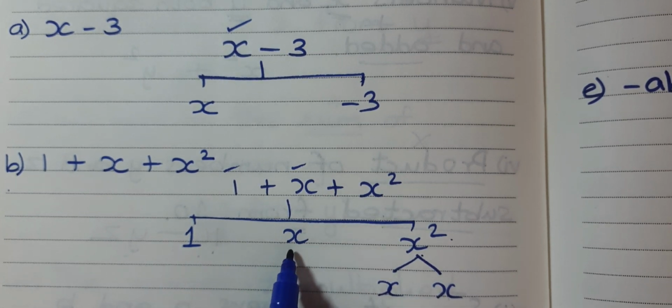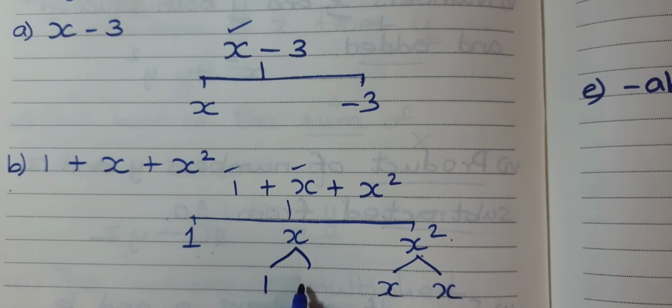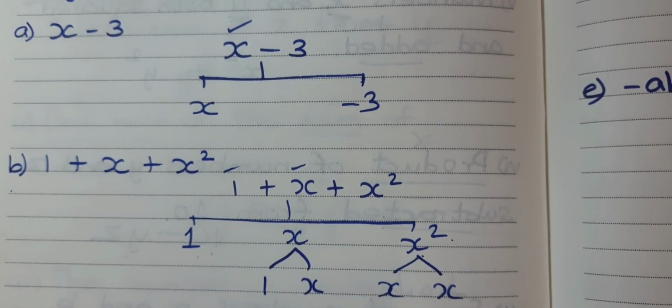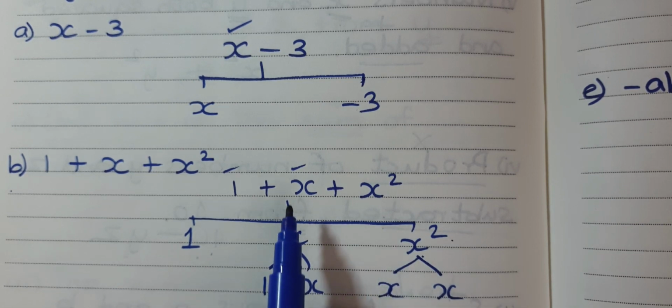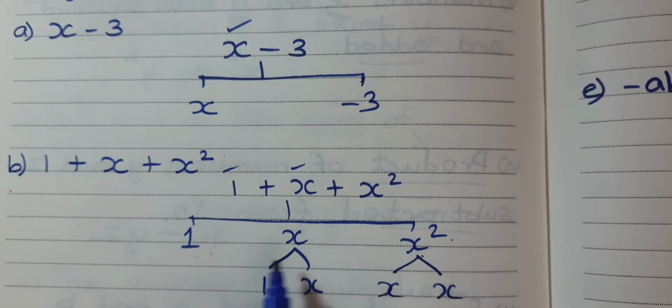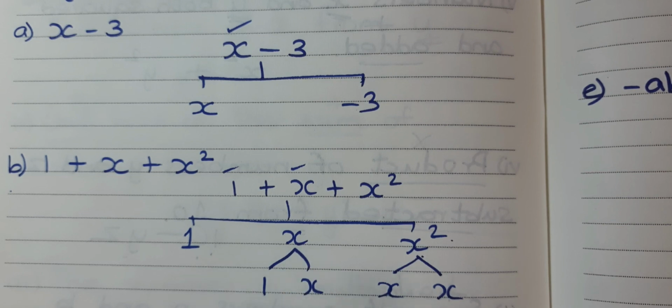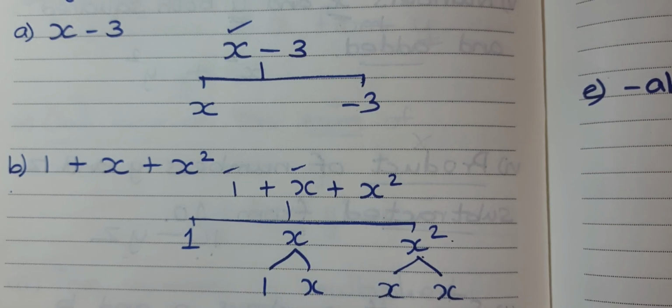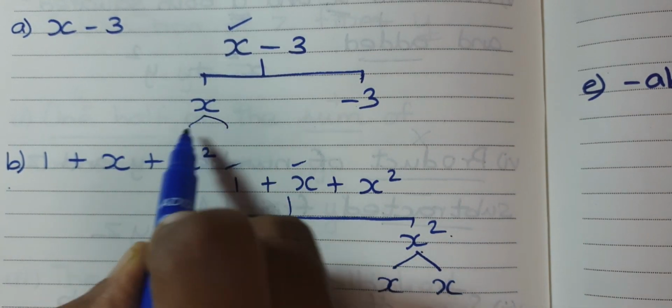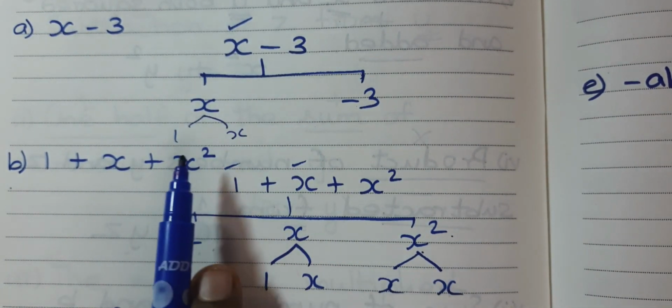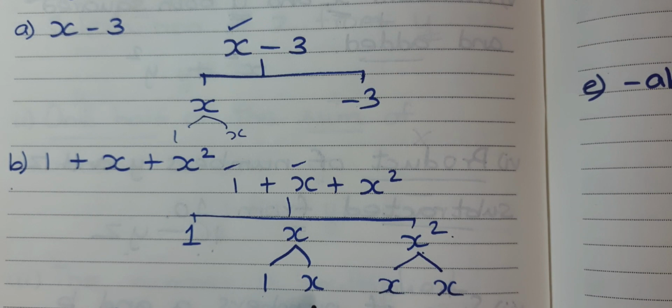Like this I can also split x into 1 into x. 1 into x is x. These are said to be the factors. The first row is the terms, and after that what I am splitting are the factors. Same here also, I can split into 1 into x. Splitting into 1 into x, or else just x, is also no problem.